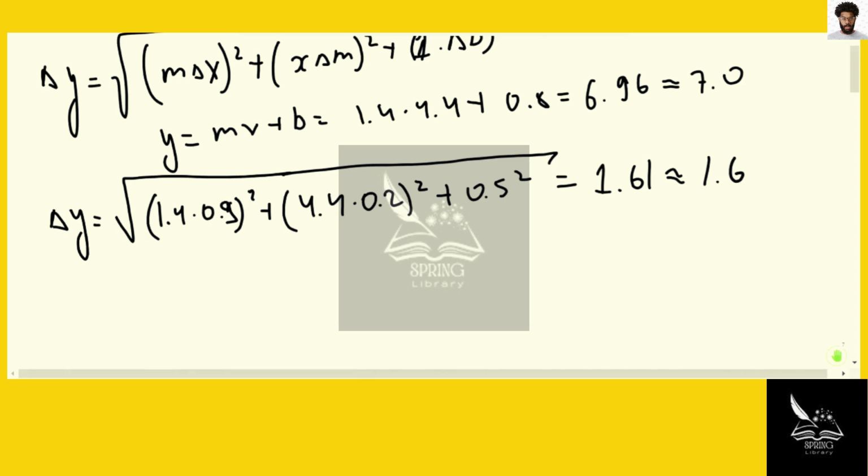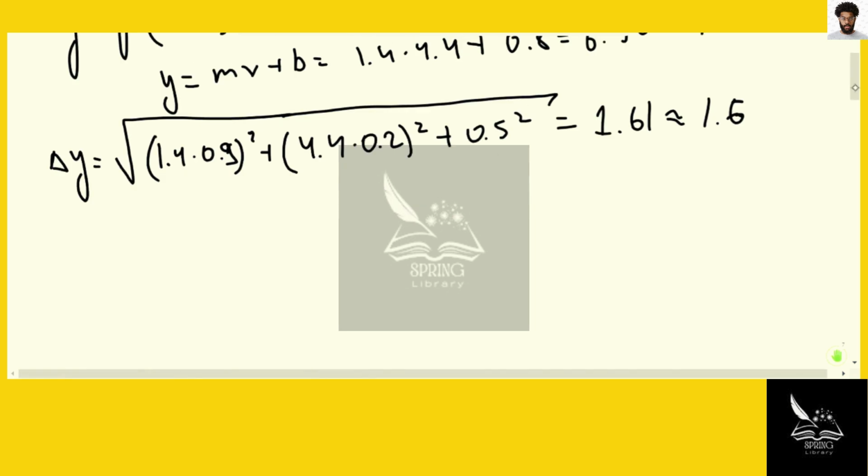I think we shouldn't round it to 2.0, because the current error is delta y over y. If delta y is 1.6, it equals 1.6 over 7.0, which is 0.229, which is like 22.9%.